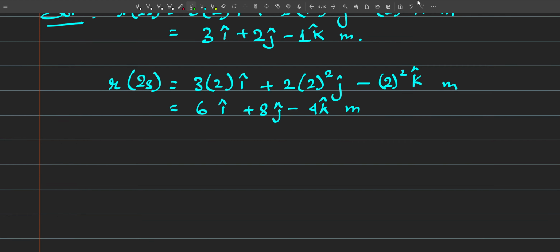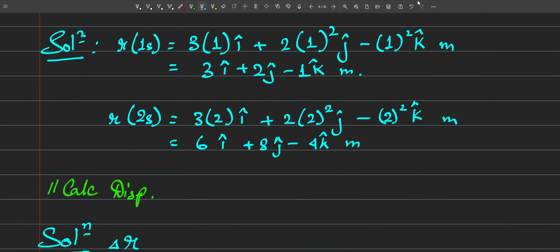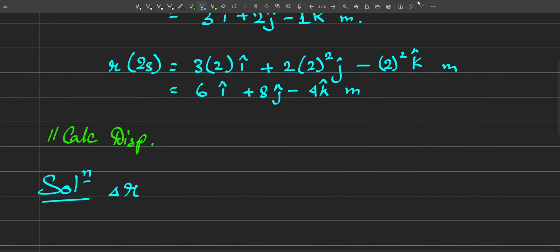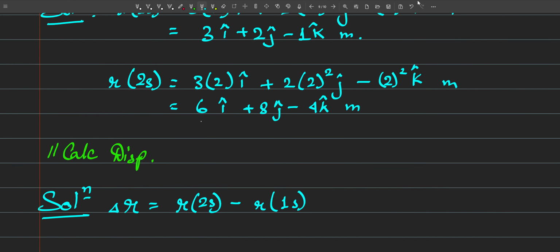So let's move on to calculating the displacement, which we will do in our solution. We'll use the formula. This is not a formula. This is basically we are finding the change in the position vectors that can be represented by delta r, that will be equal to r at 2 second minus r at 1 second. We can directly do the minus.